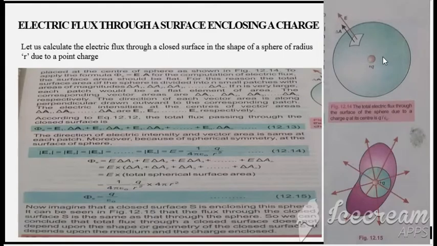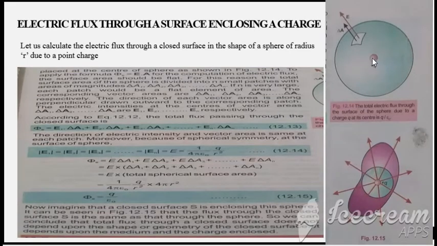From this point charge q, closed surface which is enclosing a positive charge q. From the positive charge q, electric field lines will come outward. They will emerge out of it, in the outward direction. This is given by the direction of E. Let us calculate the electric flux through a closed surface in the shape of a sphere of radius r due to a point charge. Look at the diagram, just concentrate on the position of my cursor. This point charge is placed at the center of the sphere, figure 12.14.